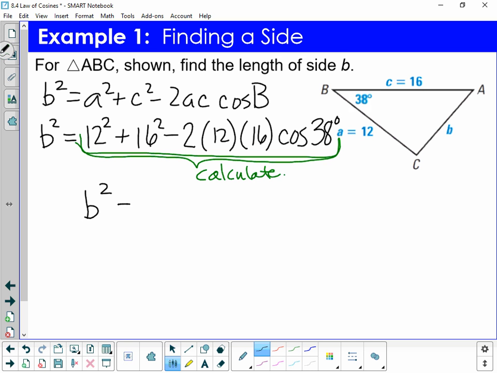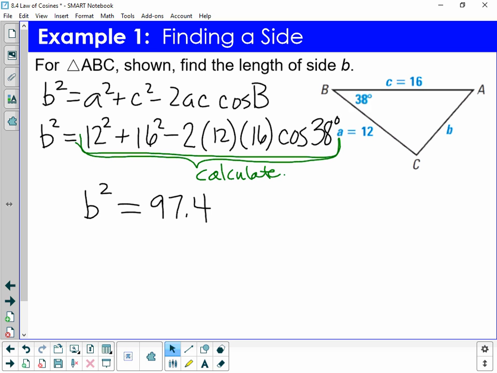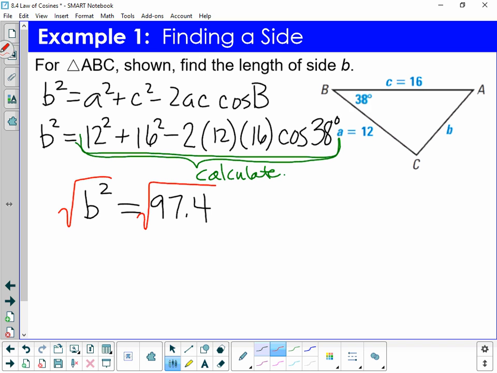And we find that B squared is equal to 97.4. Again, I just calculated that whole right-hand side of the equation. As your final step, you just need to remember that this is B squared, so we need to take the square root of both sides. And when we do that, we find that B is equal to 9.9. I'm going to just round to the nearest tenth.